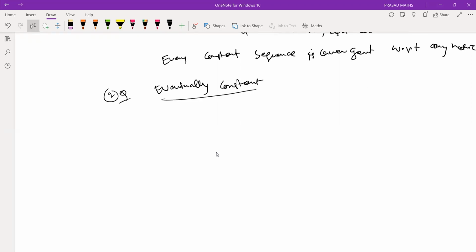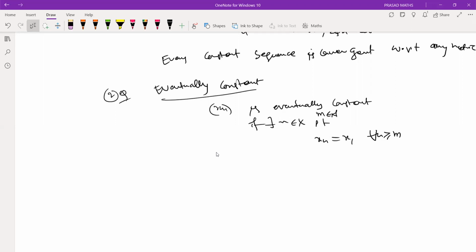What do you mean by an eventually constant sequence? We say that x_n is an eventually constant sequence if there exists at least one element x such that after some stage, that means there exists m, where m belongs to N, such that after the mth stage, all terms are equal to x. So this is nothing but an eventually constant sequence.